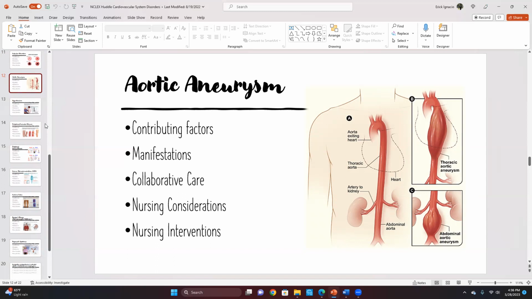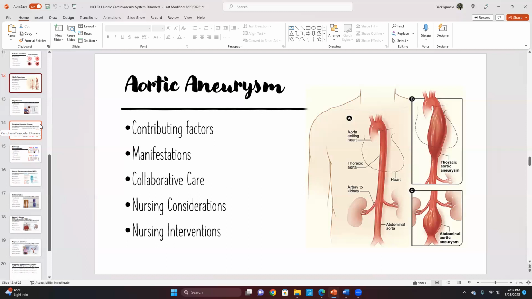So what are the contributing factors to this? Atherosclerosis, infections, inflammatory disorders, connective tissue disorders. So the patient is frequently asymptomatic, but they may complain of thoracic pain, dyspnea, hoarseness, coughing, dysphagia. If they have abdominal aneurysm, they may have abdominal pain, persistent intermittent low back or flank pain, and they may have a pulsating abdominal mass. So the diagnostic procedures: CT scan, MRI, X-ray, and ultrasound. Remember all your nursing considerations for all of those tests.